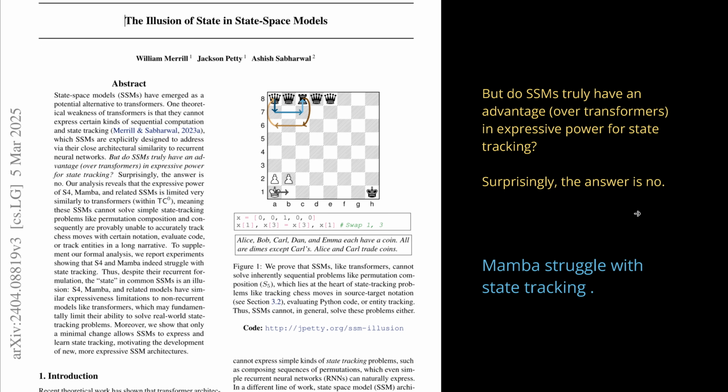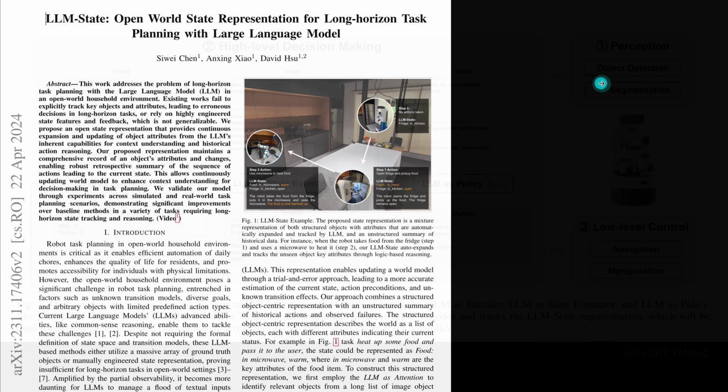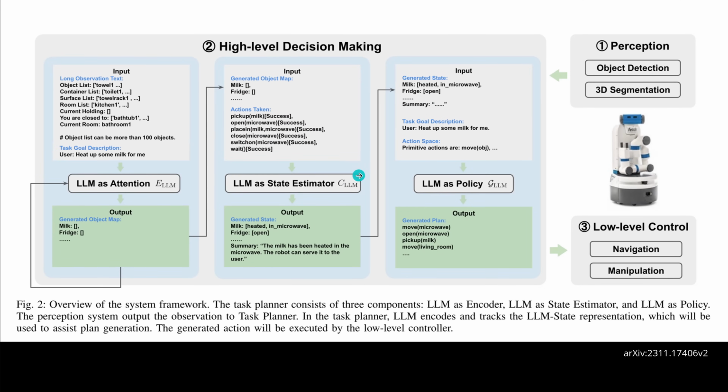Now, if you're not familiar with state tracking, I would recommend this paper for you. This is from April 2024. Yes, I know it's more than a year old, but it's a good paper, and it shows you LLM State, an open world state representation for long horizon task planning with LLMs. And they give you this. And this is so nice. I always come back to this. So they say decision making.